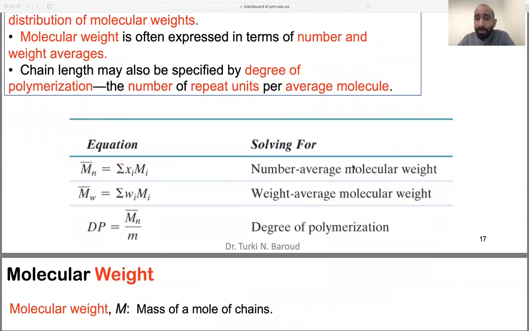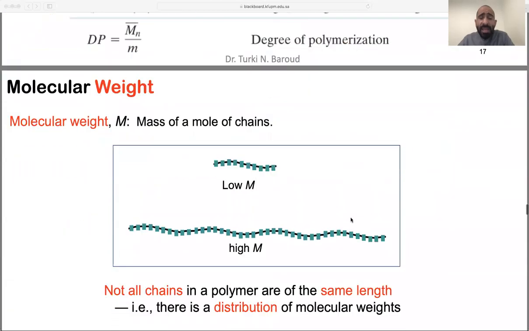The first one is called number average molecular weight, the second is weight average molecular weight, and the third one is called degree of polymerization. I'm going to go through each slide to explain each one of these with examples also. And why do we need this?